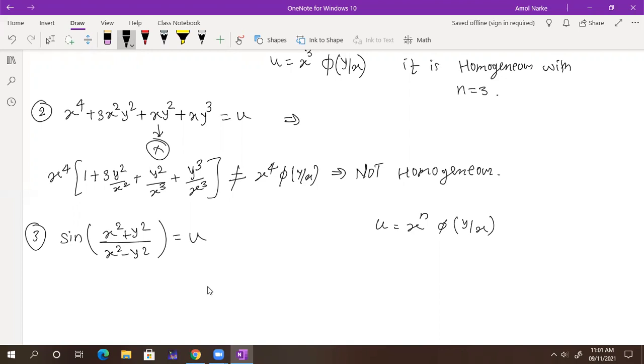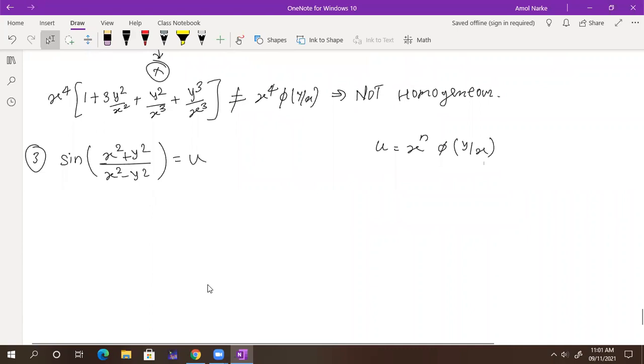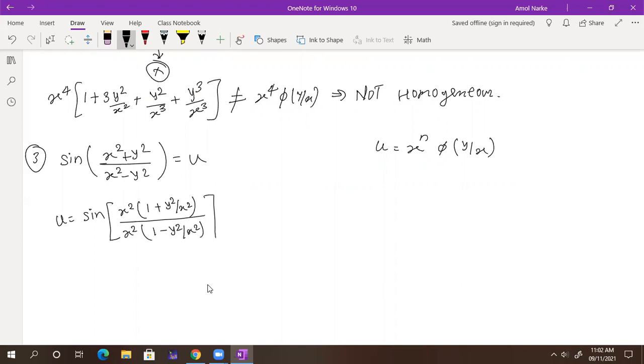Here we have the sine function, but inside we have numerator and denominator. So we try to find out whether inside that bracket we can do something. I can write u is nothing but sine, I make a bracket, I can take x square common out from here. So I remain with 1 plus y square divided by x square. And from the denominator, which term should I take common out? Again x square, so I remain with 1 minus y square divided by x square. That x square gets cancelled.